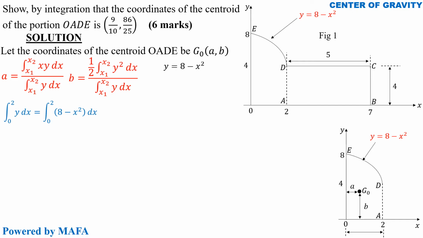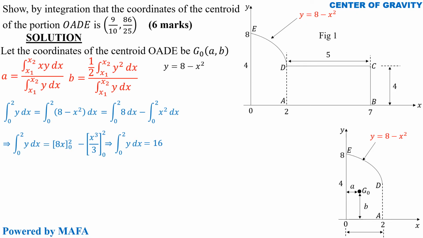So this will simply give us the integral from 0 to 2 of 8 minus x squared dx, because our function y that was given is 8 minus x squared. From there we can split the integral into the integral from 0 to 2 of 8 dx minus the integral from 0 to 2 of x squared dx. Now integrating 8, we have 8x, but we are in the interval from 0 to 2, and integrating x squared, we have x cubed on 3, in the interval 0 to 2.